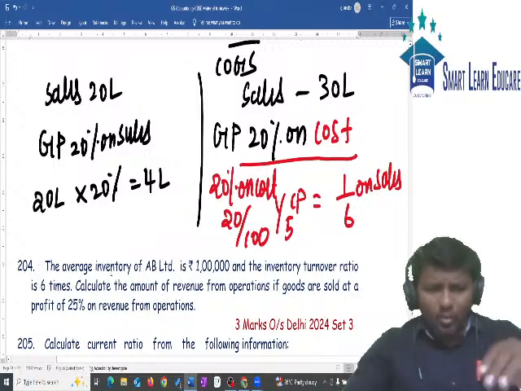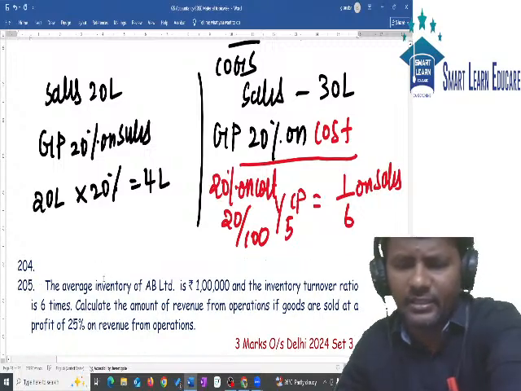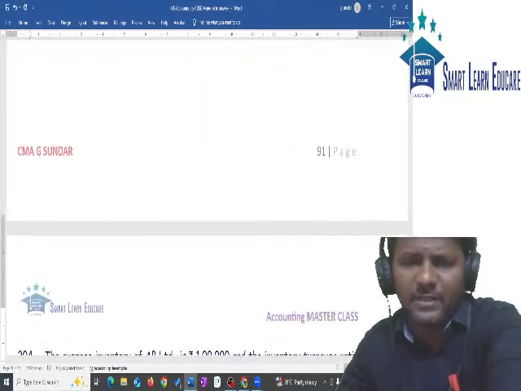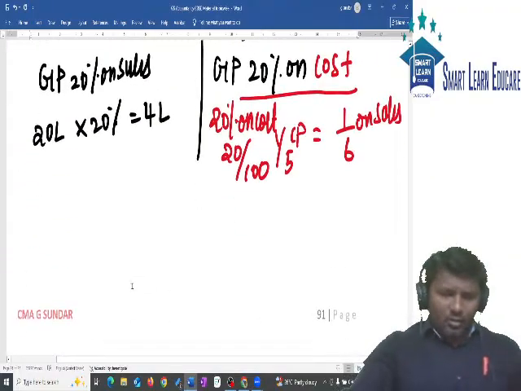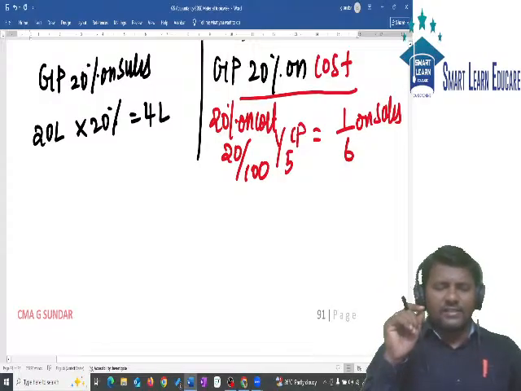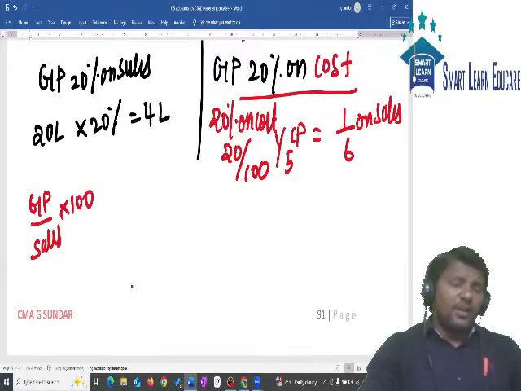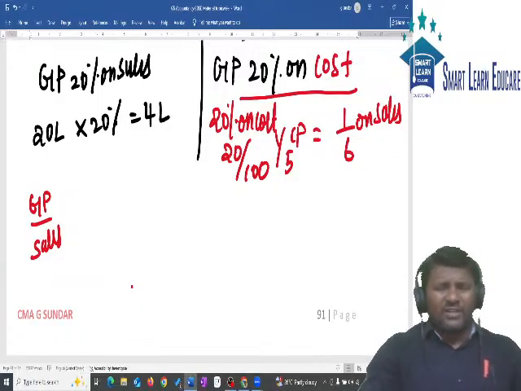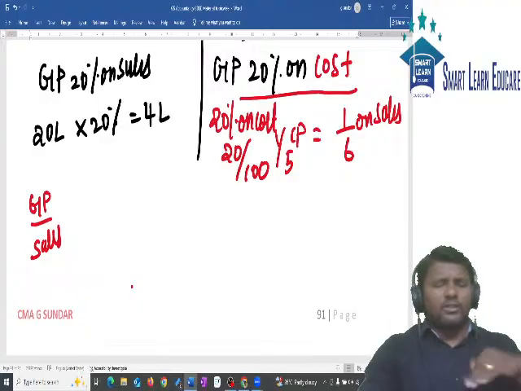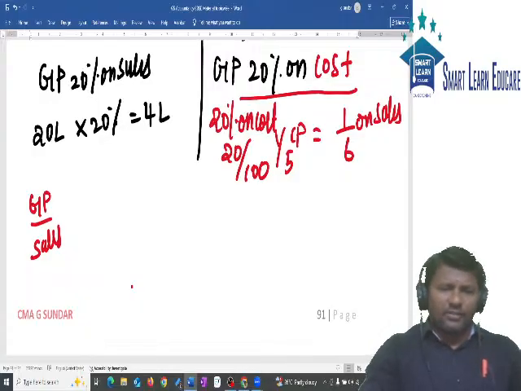Sir, how sir? 1 by 5 has become 1 by 6. I told you GP can be expressed in two ways: one as a percentage on sales, another one as a percentage on cost. GP on sales formula is GP by sales into 100. Why are we multiplying with 100? Because we need to express the final answer in terms of percentage.